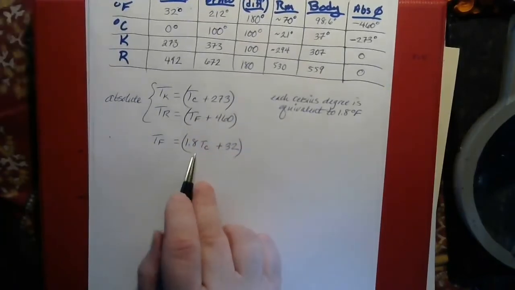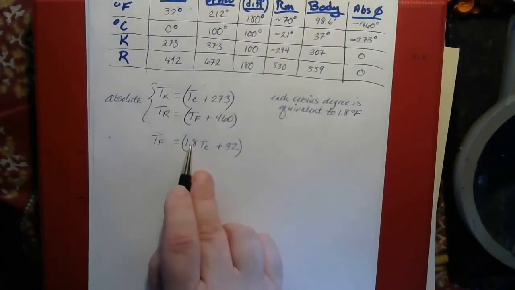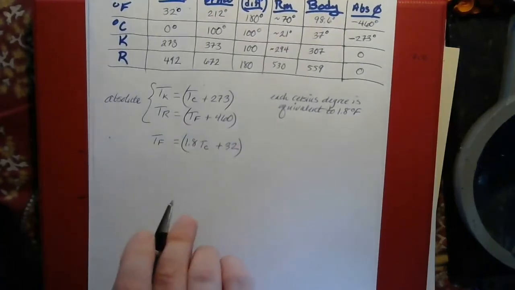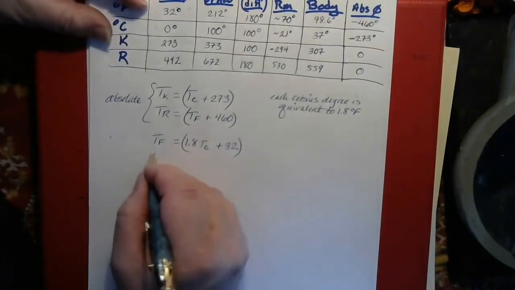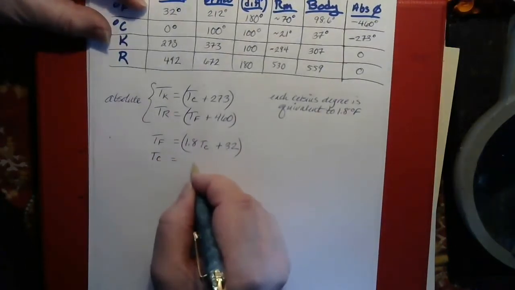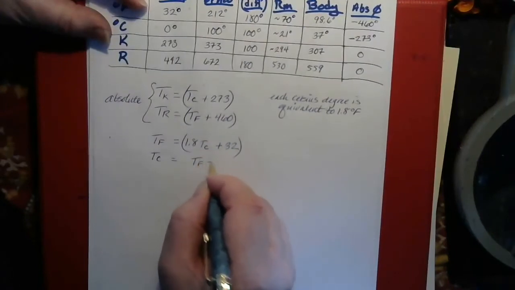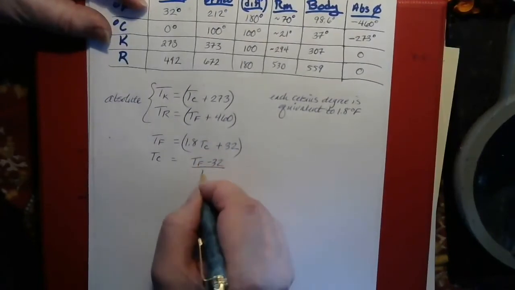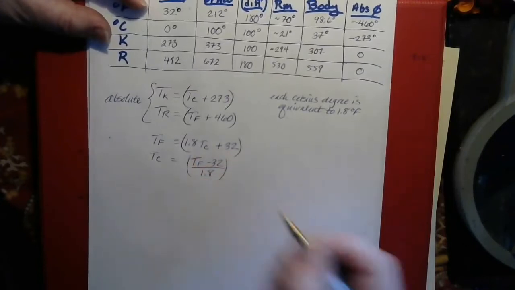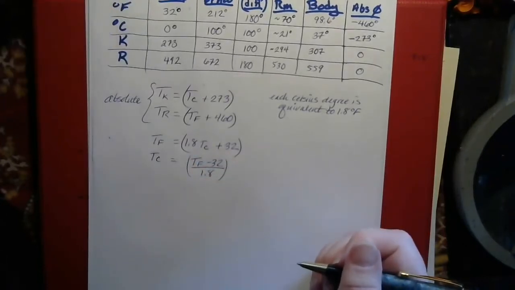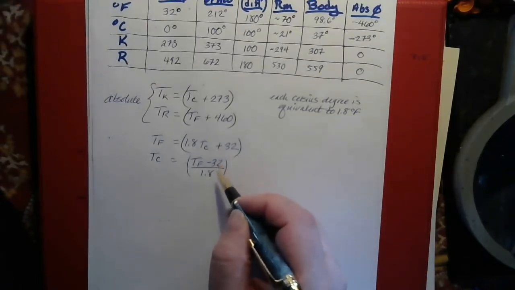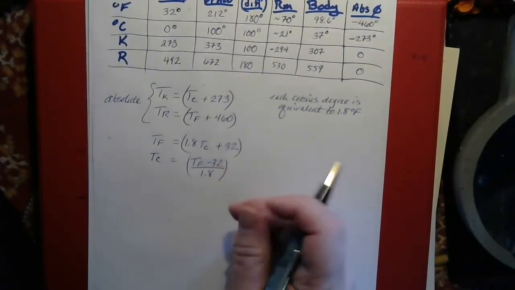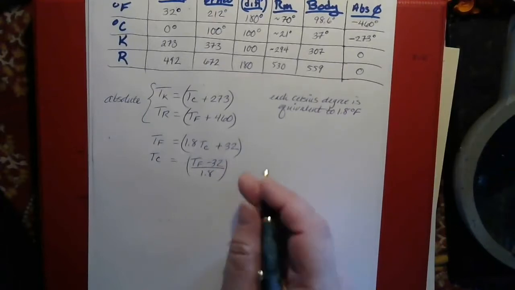Okay, that makes more sense now. The 1.8 is for compensating for the different size of each degree, and the 32 compensates for the different 0 points. Temperature in Celsius is just temperature in Fahrenheit minus 32 over 1.8. And again, 32 is to compensate for the different 0 points, and 1.8 compensates for the different size of each temperature.